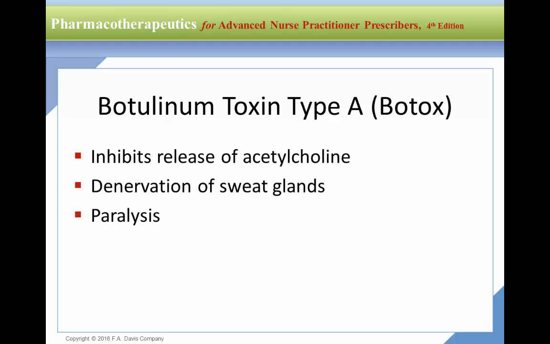They also temporarily decrease the innervation of the sweat glands, so that's for hyperhidrosis, and to paralyze the detrusor muscle in patients with overactive bladder. Botox is also used for strabismus, is also used for achalasia, so it does have many, many indications.